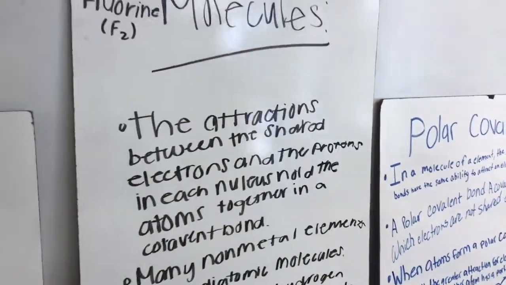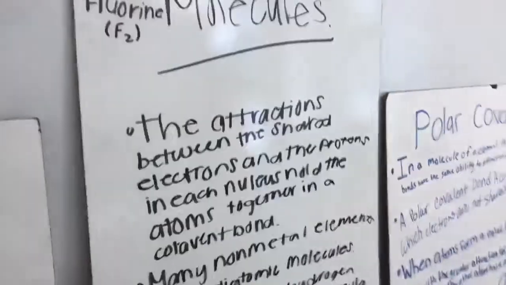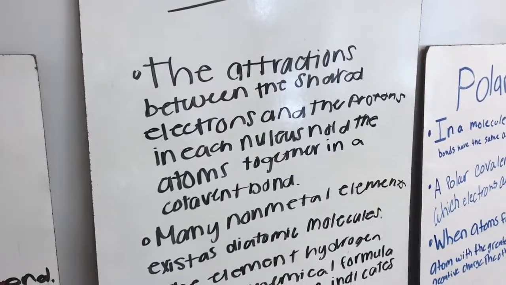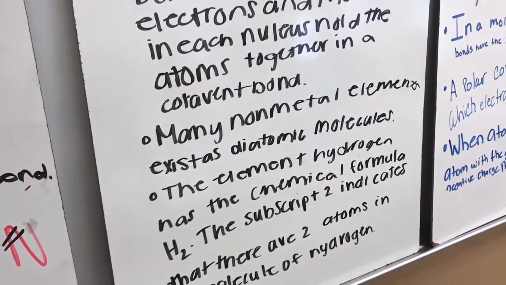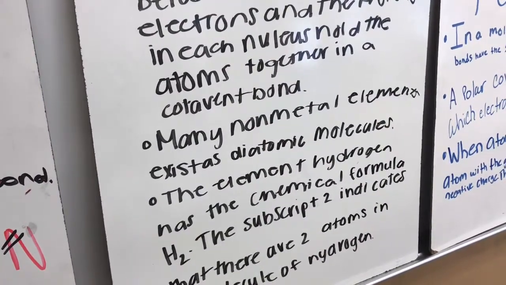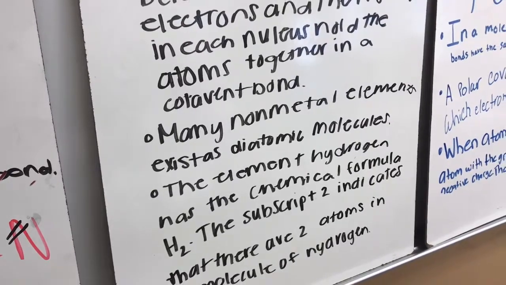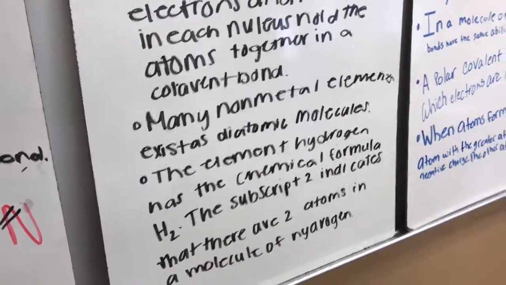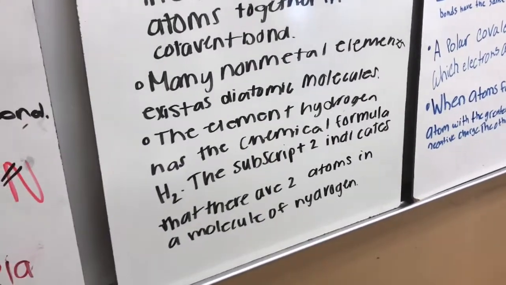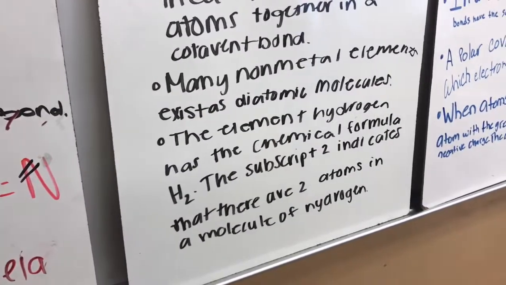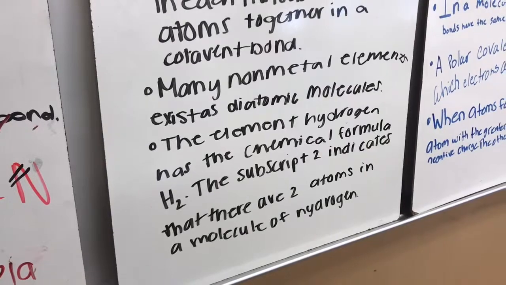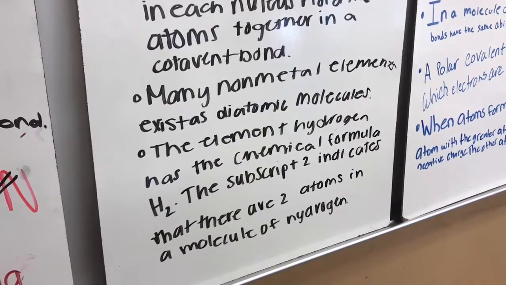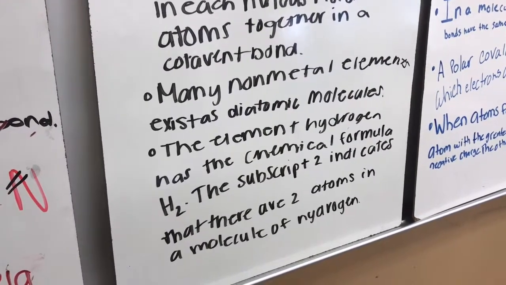Molecules. The attractions between the shared electrons and the protons in each nucleus hold the atoms together in a covalent bond. Many non-metal elements exist as diatomic molecules. The element hydrogen has the chemical formula H2. The subscript 2 indicates that there are 2 atoms in a molecule of hydrogen.